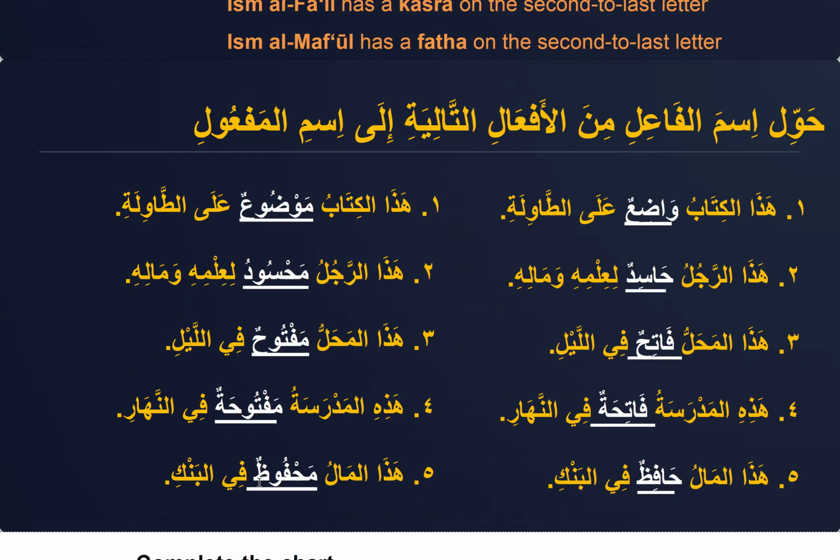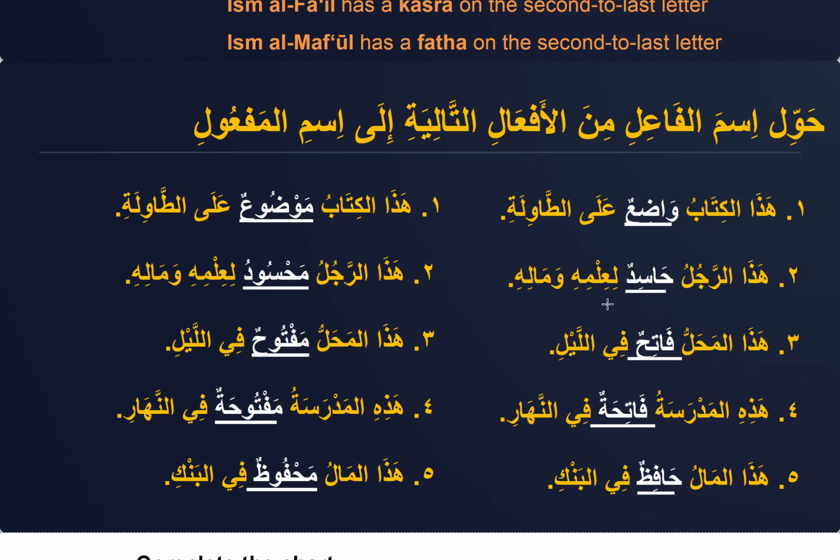Now this is an exercise to change the ismu fa'il to ism maf'ūl. حول اسم الفاعل من الأفعال التالية إلى اسم المفعول. So you have to change the اسم فاعل to اسم مفعول. هذا الكتاب واضع على الطاولة. Now when we change it, it will be هذا الكتاب موضوع على الطاولة. So the meaning will be this book is placed on the table. This is the correct meaning. This book is placed on the table.